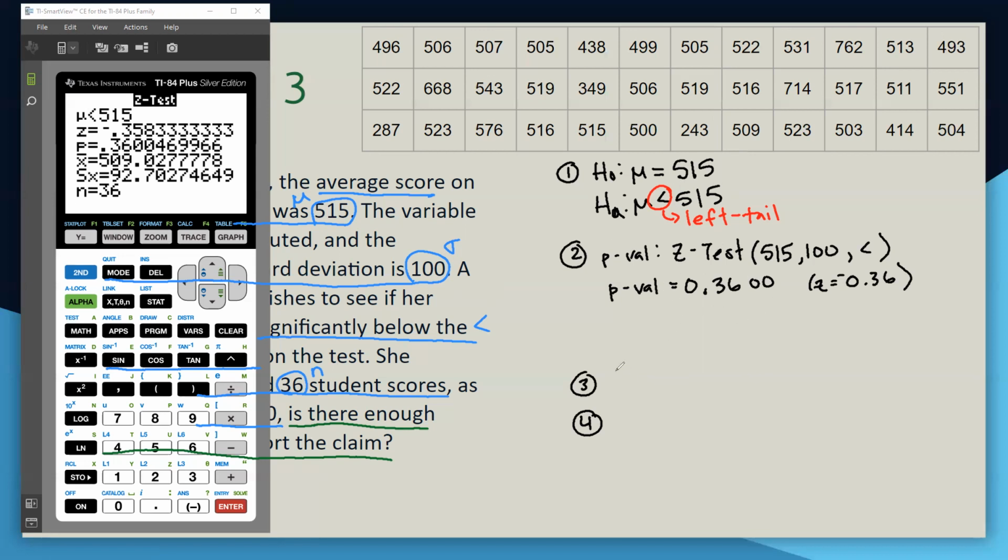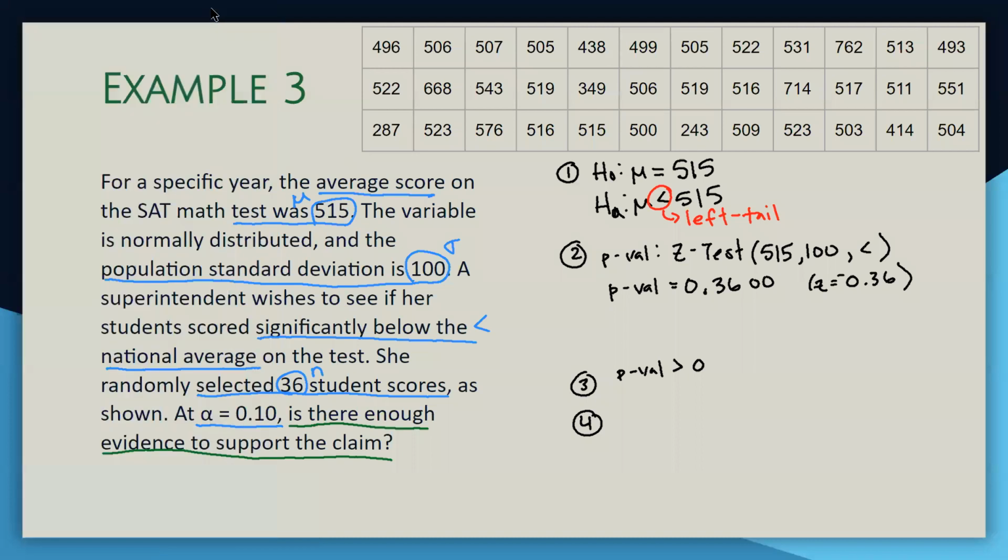So in our decision step, we're going to say our p-value is greater than our alpha value of 0.1. And that's going to tell us that we should not reject the null. The sample and the population value are not different enough for us to comfortably reject that null.